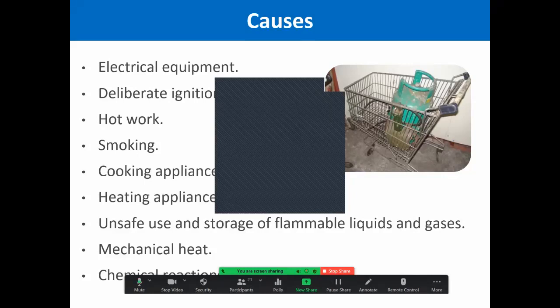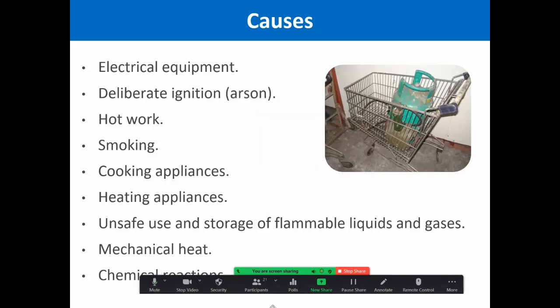Unsafe use and storage of flammable liquids and gases, yes, as I mentioned, that is there. Mechanical heat, what do you mean by mechanical heat? Mechanical heat is the heat generated by the machinery or the equipment. Obviously, when the machinery is working, it has some moving parts in it.